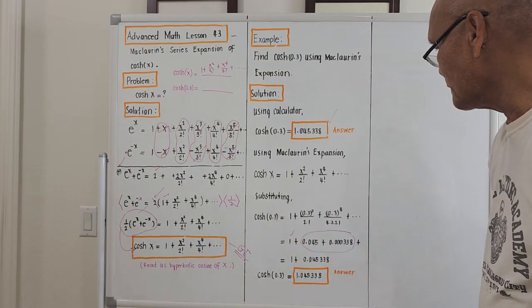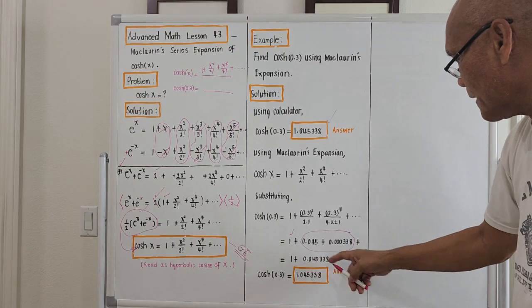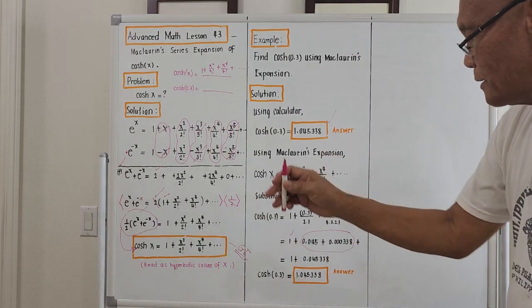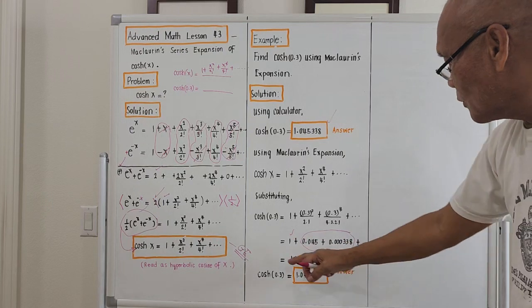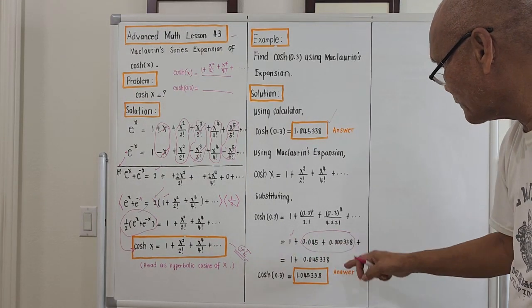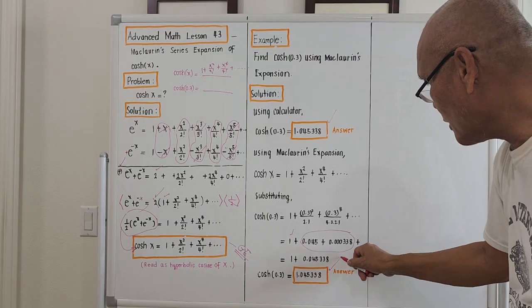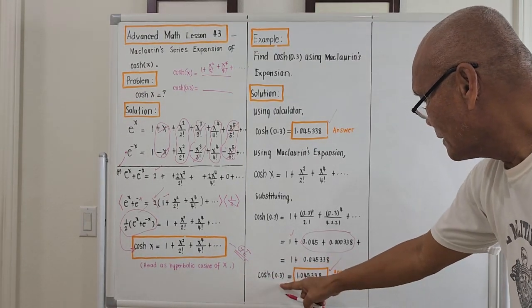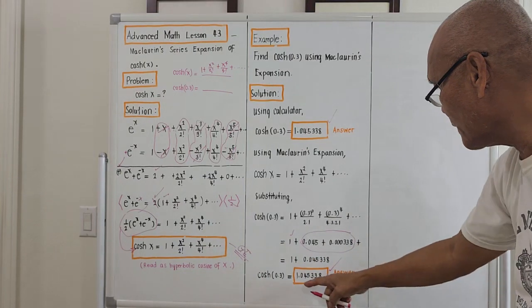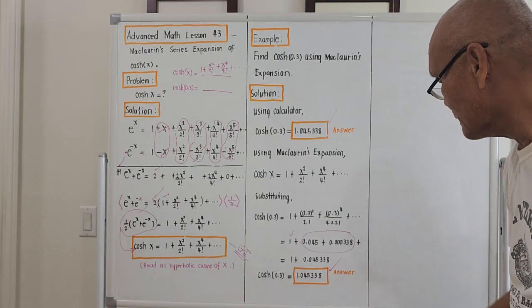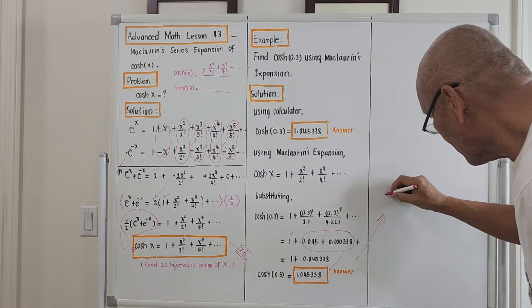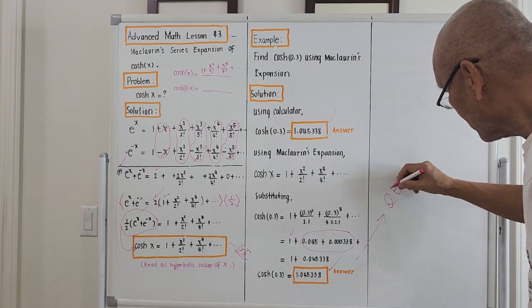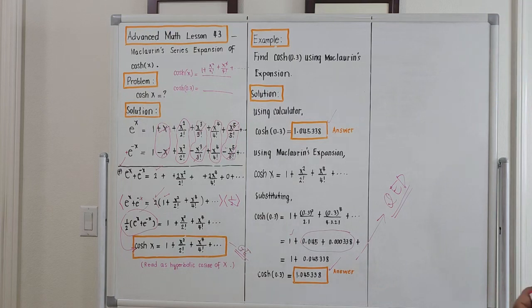And if we try to add the last two values, because the first one is 1, it should be 0.045338. And if we add the first unity number, 1 plus this is actually 1.045338. So the value of hyperbolic cosine of 0.3 by using the derived equation is actually 1.045338. Now we see it here, QED. QED is actually a Latin word, and it means it was proven to be true. Quod erat demonstrandum.